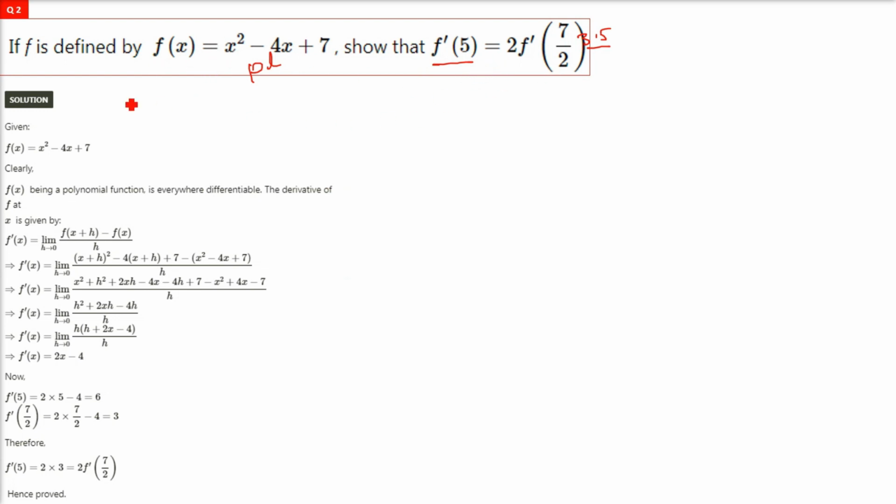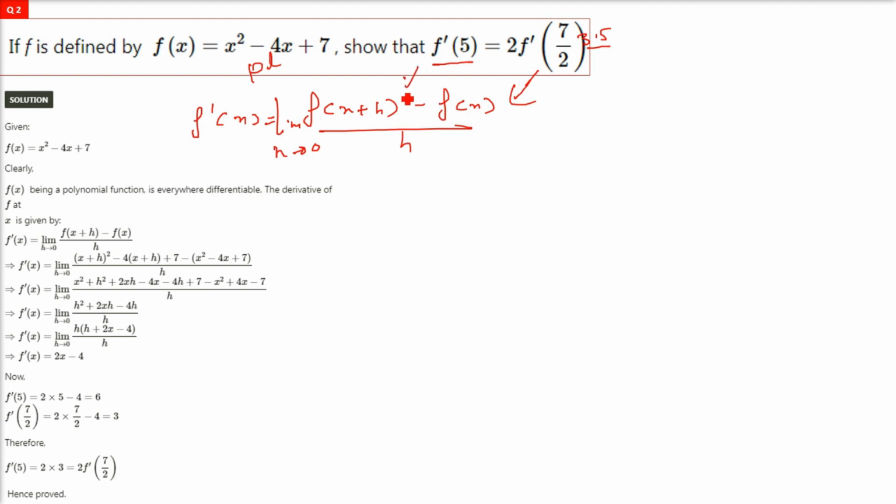So f dash x, as I said in the first question also, is simply f(x plus h) minus f(x) divided by h. This is the differential or differentiation or the derivative. So now we'll not put the value right now. We will use the quadratic equation in order to get a solution of this, and then we will put this 5 and 7 by 2 value as and when required. Right? Okay.